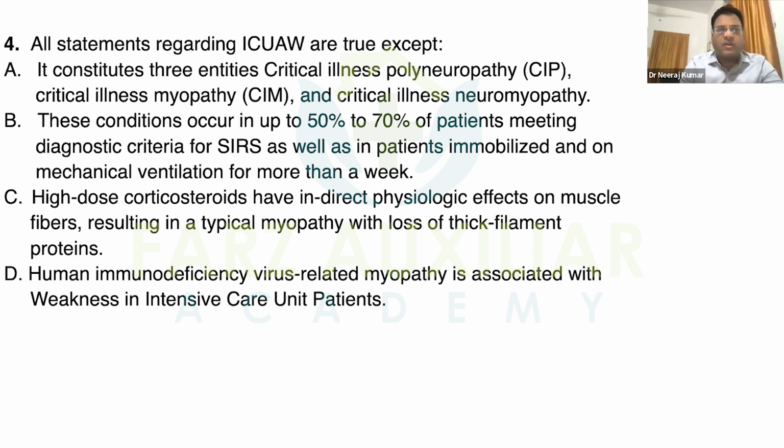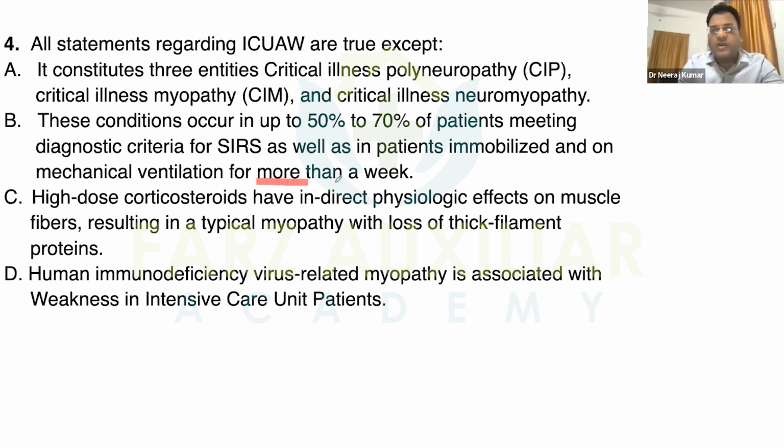Okay, I have got an answer, I think. Okay, Bhaskara has ticked option D. Okay, let's go. Now the second option is, these conditions occur in 50 to 70% of the patients meeting the diagnostic criteria for SIRS, as well as in patients who are immobilized on mechanical ventilator for more than 1 week.